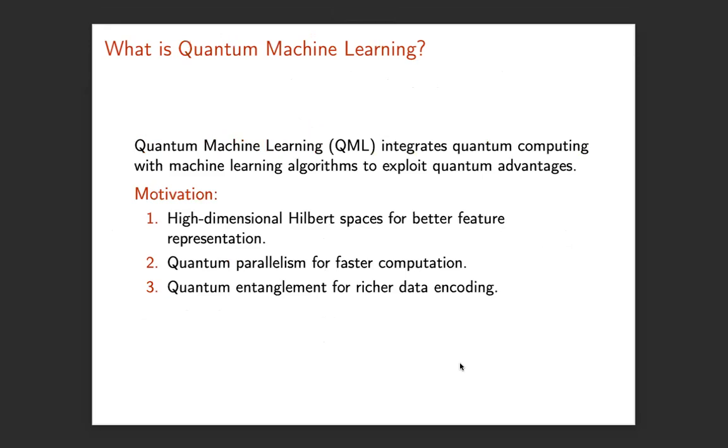Then, if you look at quantum machine learning, as we have seen now, and quantum computing in general, it integrates quantum computing with machine learning algorithms to exploit quantum advantages. So one of these big advantages is that we have a high-dimensional Hilbert space, which allows us to represent many more features than a classical machine learning algorithm. We can use, as we have been discussing earlier, quantum parallelism for faster computations. And then we can have quantum entanglement for a richer data encoding. So this is one of the big benefits of quantum machine learning based on quantum mechanics.